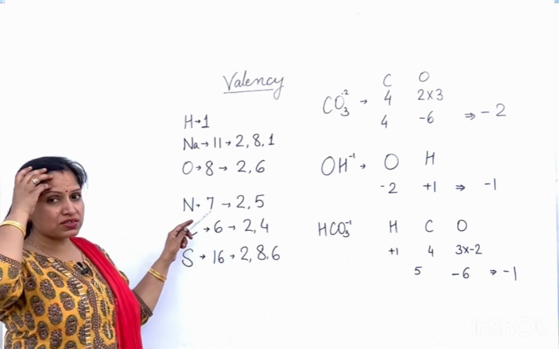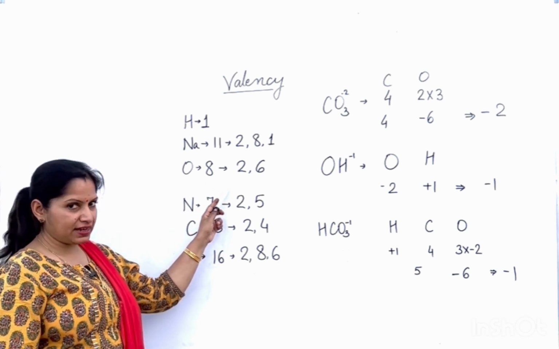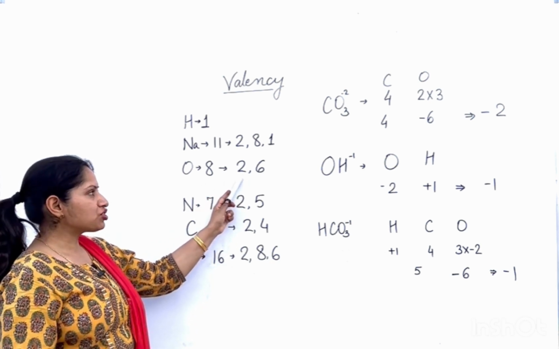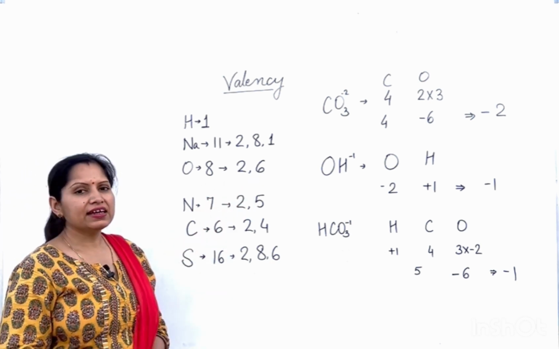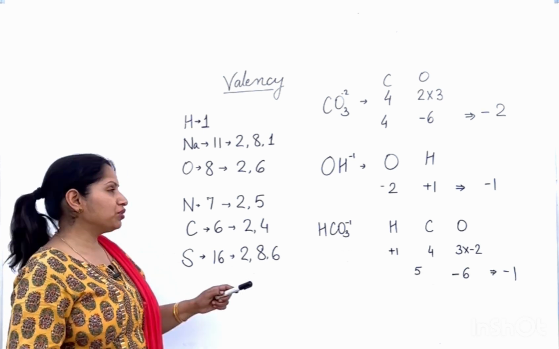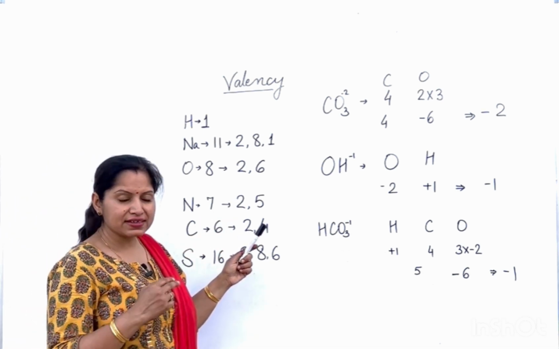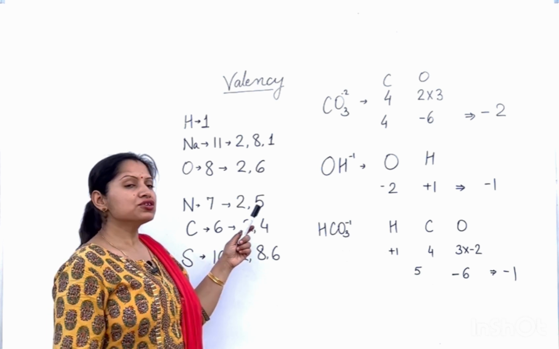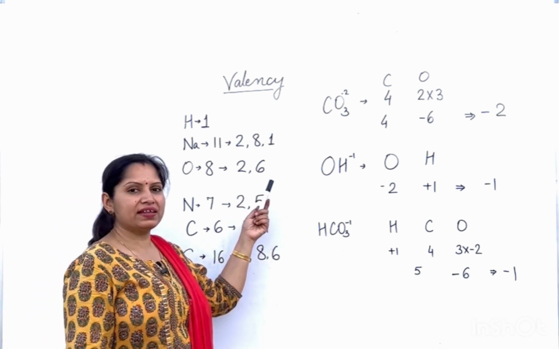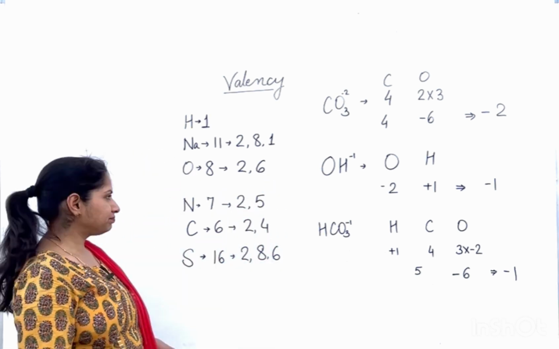Now coming to oxygen. Oxygen's atomic number is 8. So its electronic configuration will be 2, 6. It will try to complete its octet for which it will require 2 electrons. It will gain 2 electrons to complete this octet. So its valency will be minus 2.